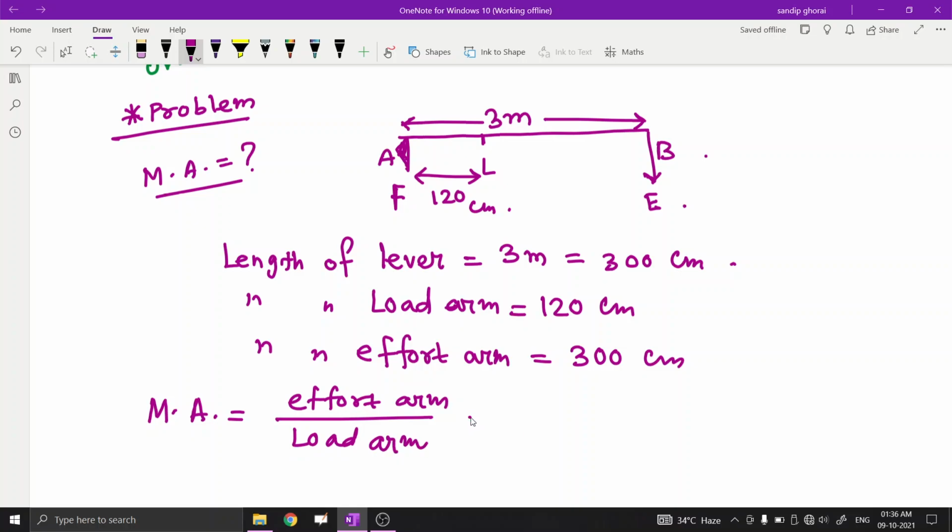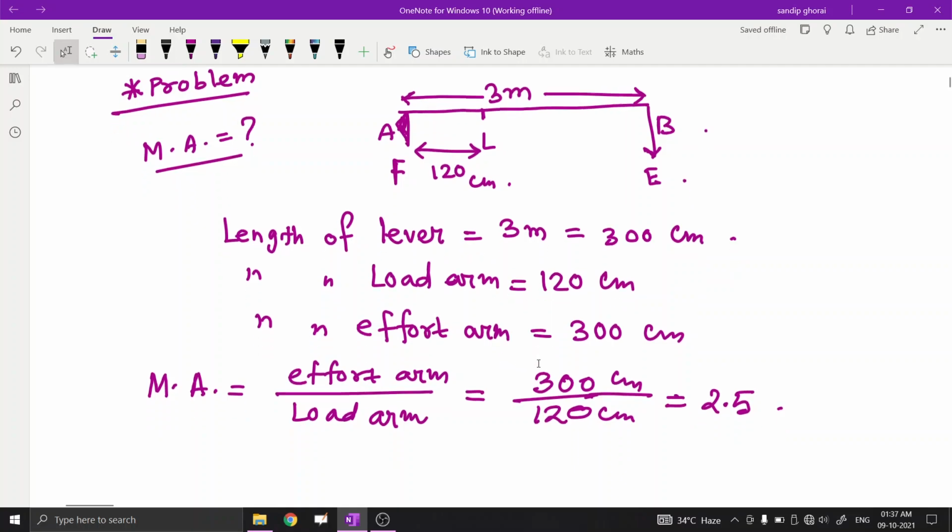Okay, so if we put the value, then 300 centimeter divided by 120 centimeter is equal to 2.5. So from the numerical problem we can easily find out the mechanical advantage of the lever by using the principle of a lever. Okay, now we move to our next part.